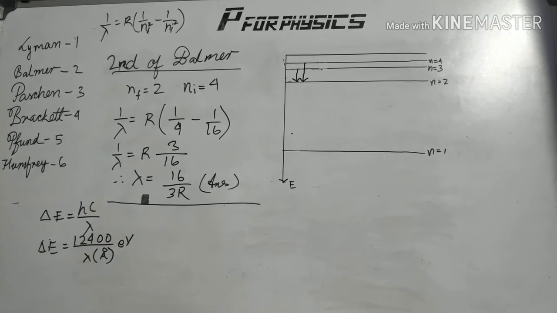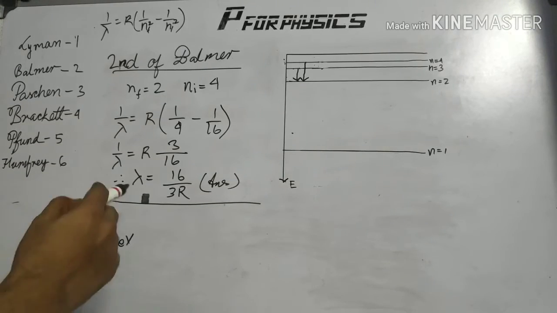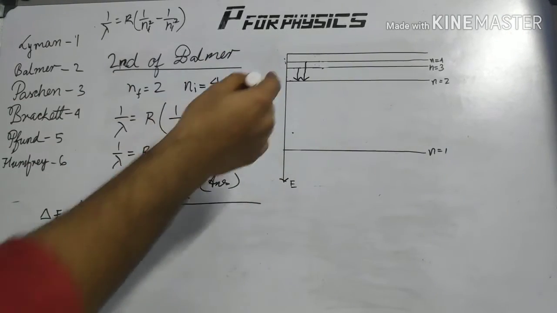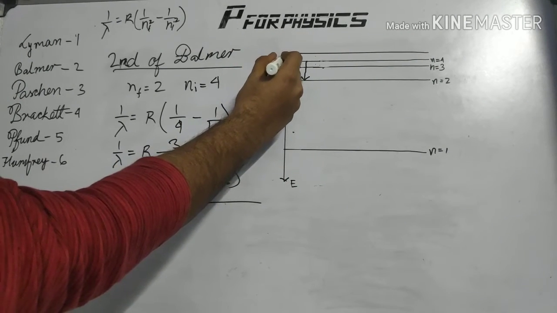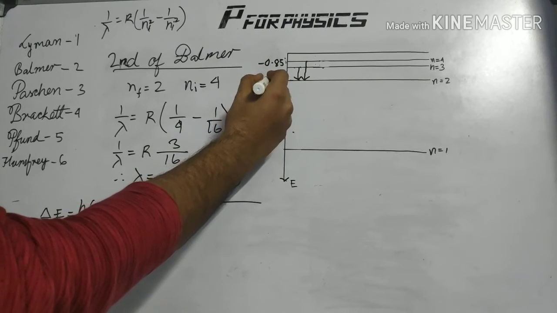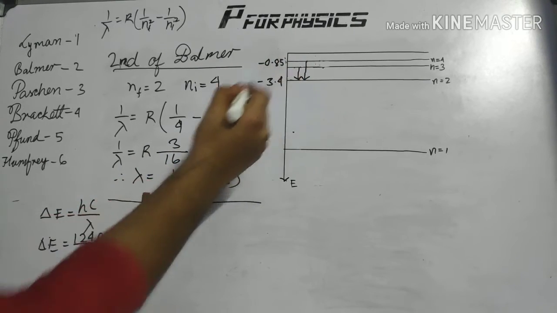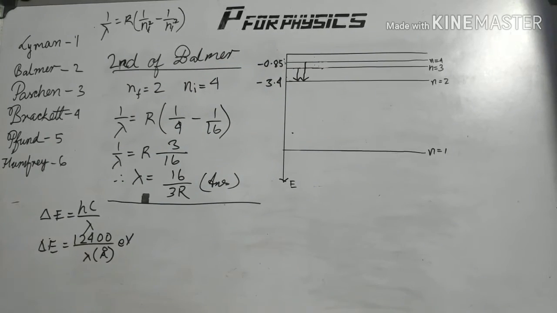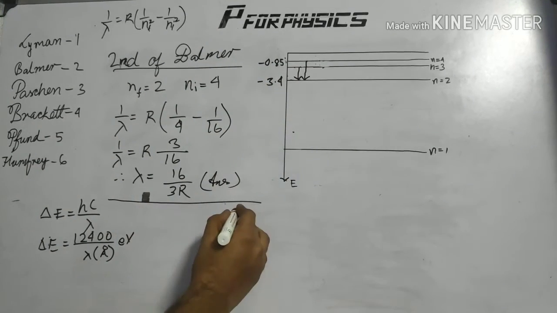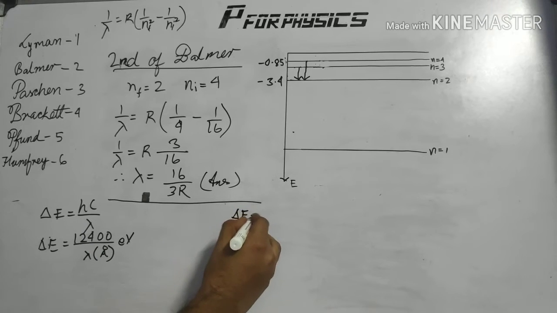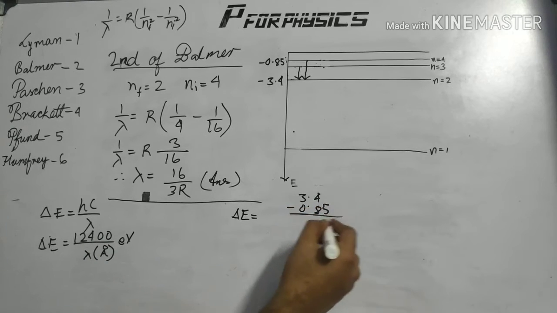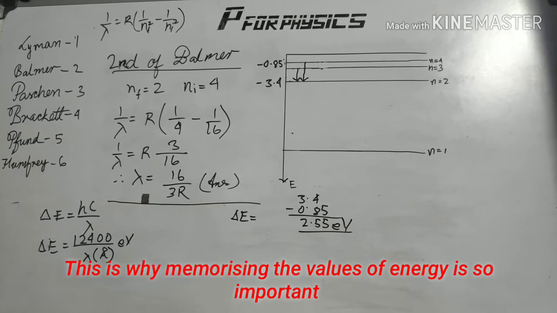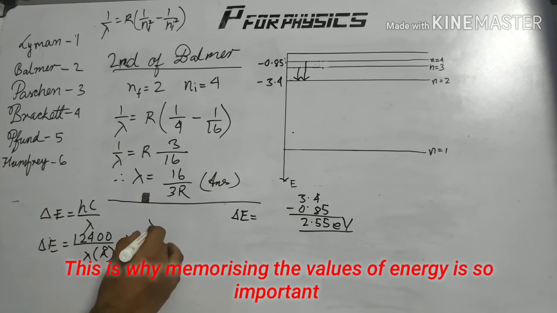Okay, now as we know it, the electron jumps from the fourth orbit to the second orbit. The fourth orbit has energy negative 0.85 and second orbit energy is negative 3.4, and these are in electron volts. So we need to find the energy gap, which is 2.55 electron volt. Now simply put it in this equation, you will have your answer.